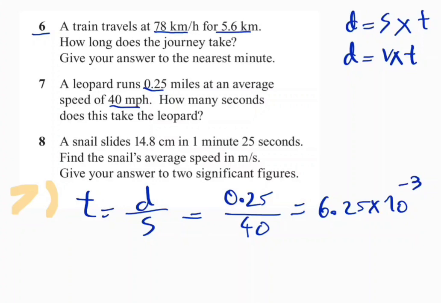And since this is miles per hour, this is going to be hours. So 6.25 times 10 to the minus 3 hours. So this is the time. However, the question is asking us to give our time in seconds. So we need a similar approach as the previous question, and we can just form two fractions.